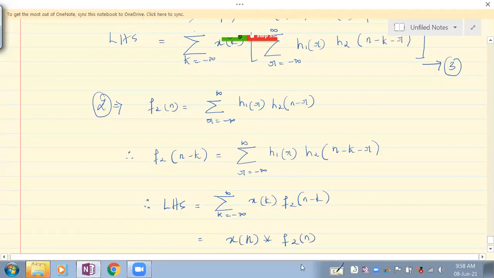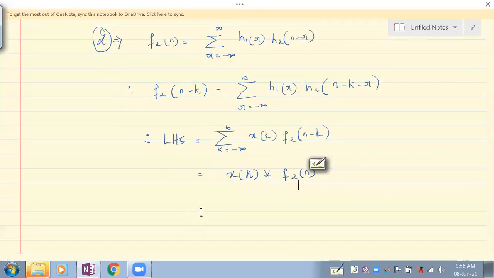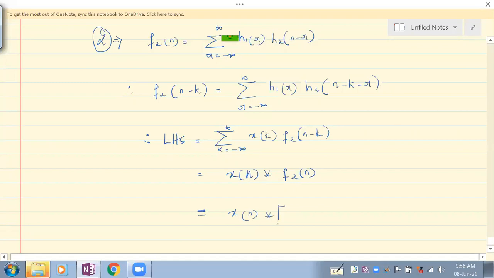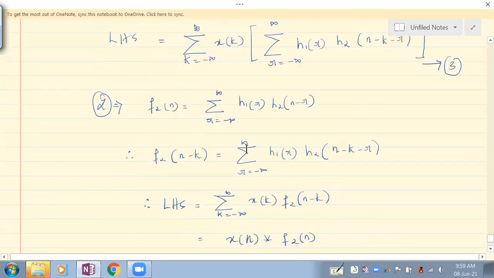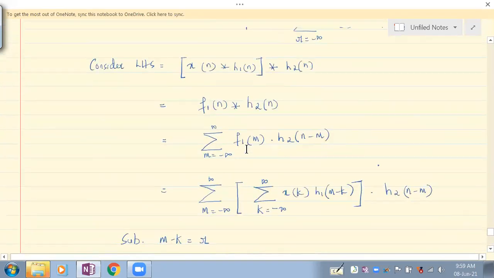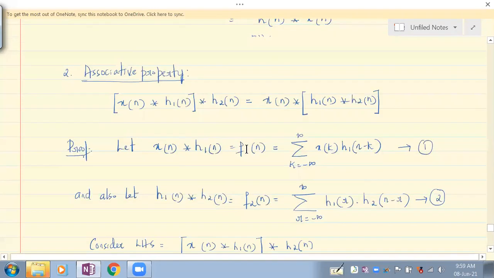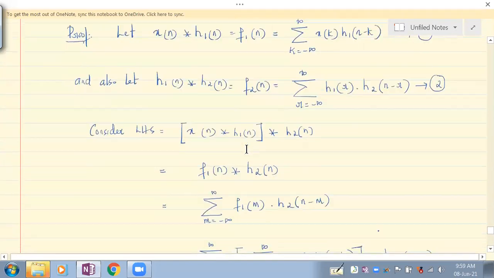Which means that it is convolution of x of n and h1 of n, convolution h2 of n. So this is your RHS. So LHS is equal to RHS. This is a little confusing proof, so just play with the variables. You need to practice this for some time. Maybe 2 or 3 times, if you practice this, you will get to see what it is.